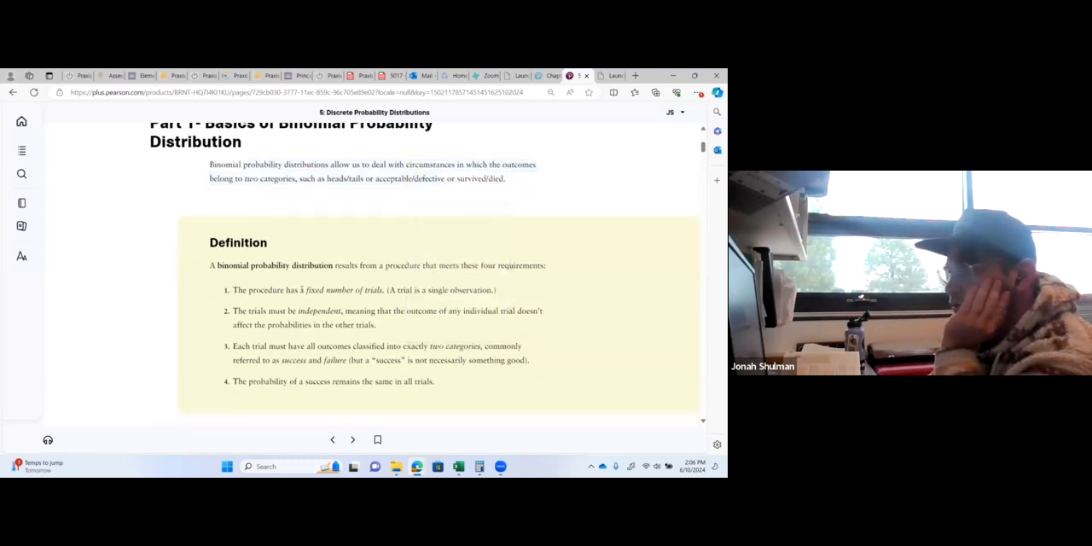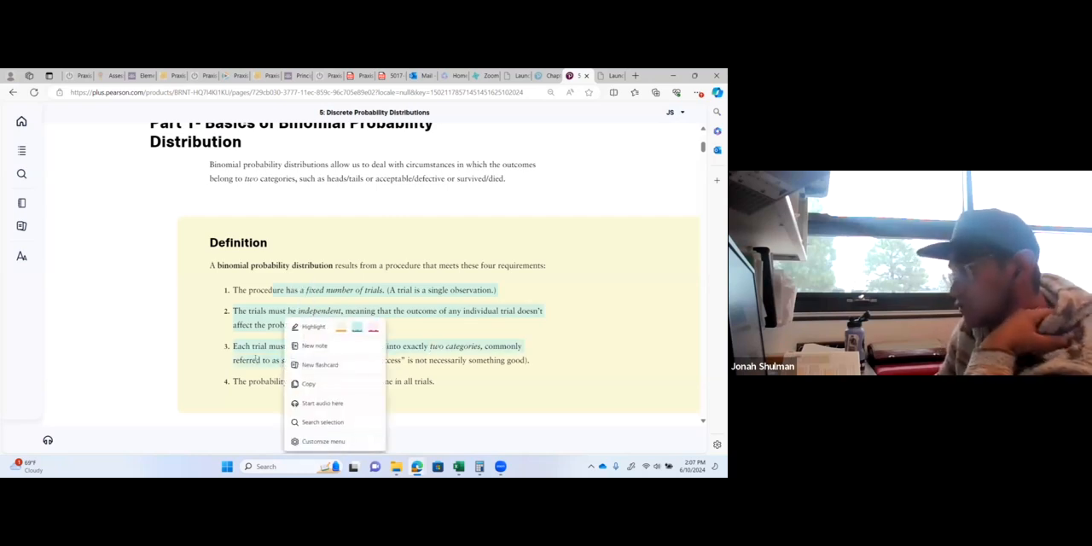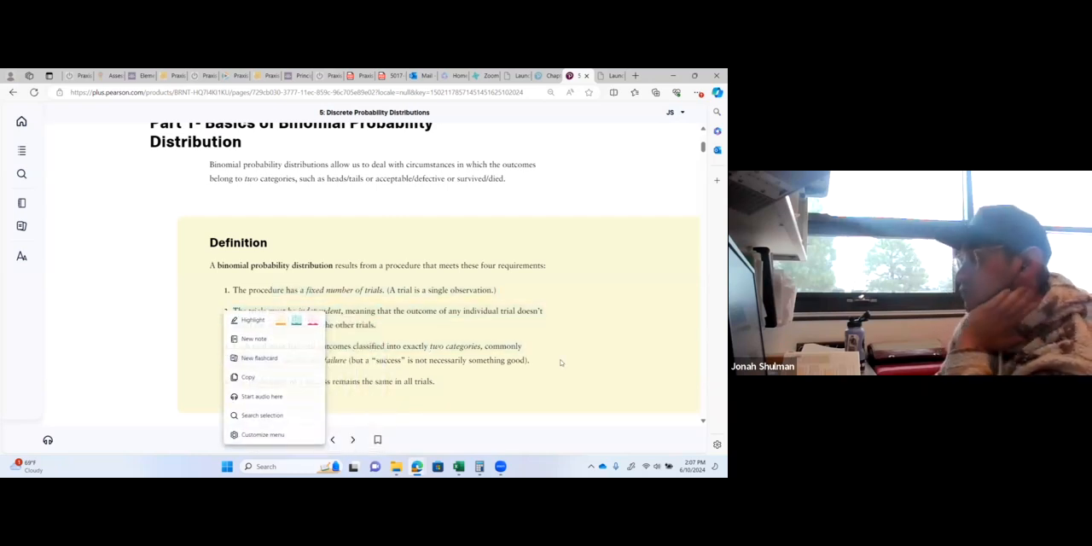So we have a fixed number of trials, so a certain number of n or observations. The trials must be independent, which means one doesn't affect the other. So they're all occurring as if we were doing it with replacement, because each one is separate. Each trial must have two categories, so the only two options are yes, no, success, failure.